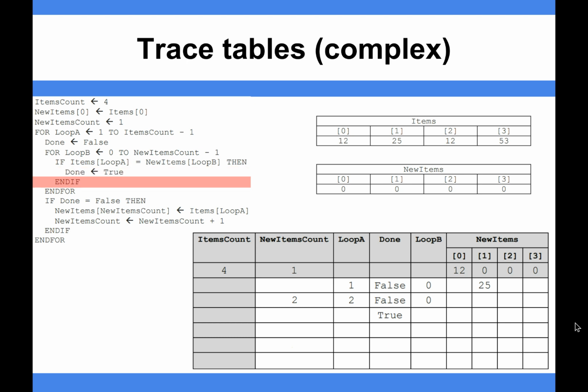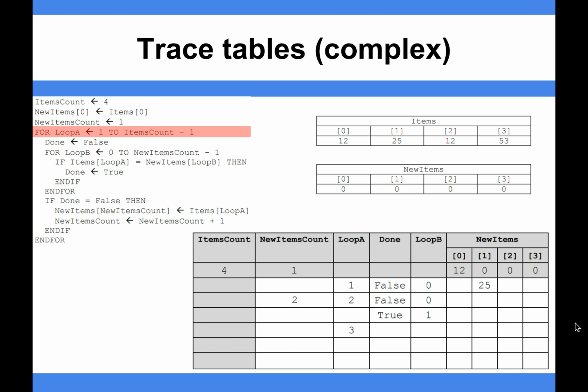Okay, so now in my if, but now I'm doing the second loop of loop B because it was going from 0 to 1, remember? So loop B then becomes 1. If items at loop A, well, loop A is 2, so items at position 2 is 12, is equal to new items at loop B. Well, new items at loop B is 25, so they're not equal, so I end my if, I end my for. If done equals false, then, well, it doesn't, so I'm going to skip that. And then I go back to the top.